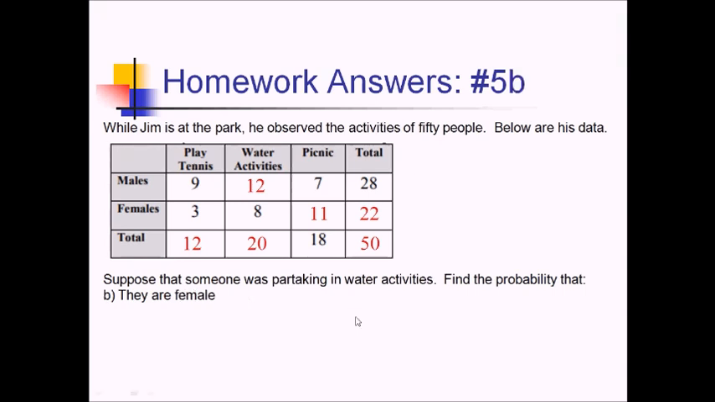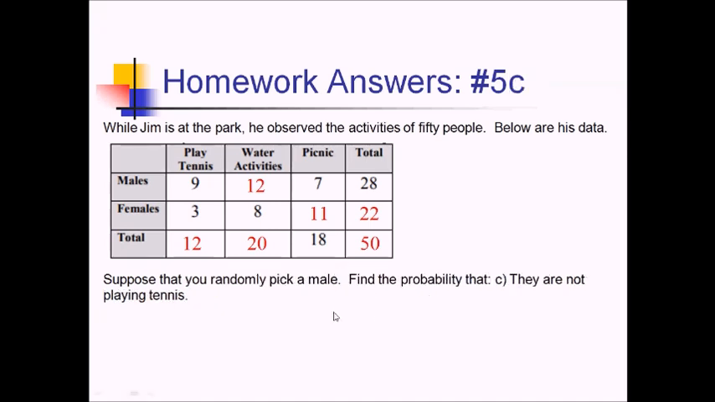For part B on this question, we want to know if someone's partaking in water activities, what's the probability they're female? So again, water activities, only 20 people are actually doing that. So that's our denominator. And out of that 20, 8 are females. So 8/20 or 2/5 or 0.4 is the percentage of water activity people who are female.